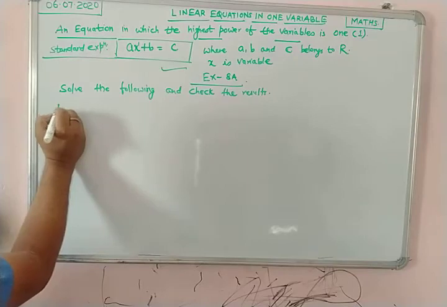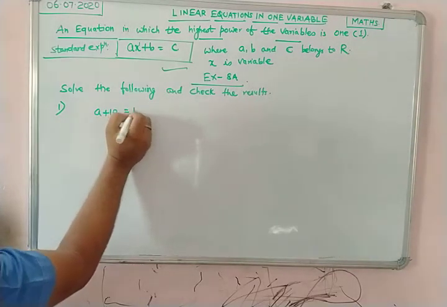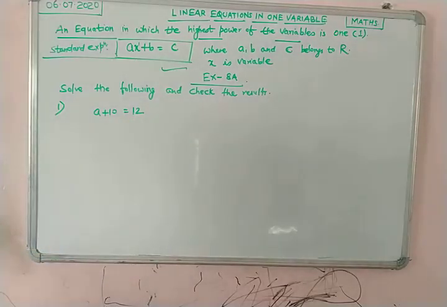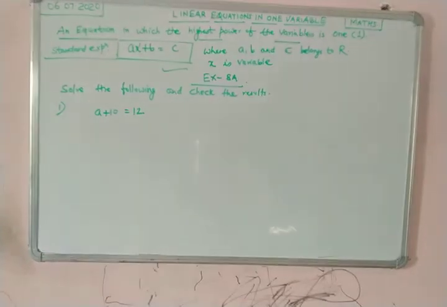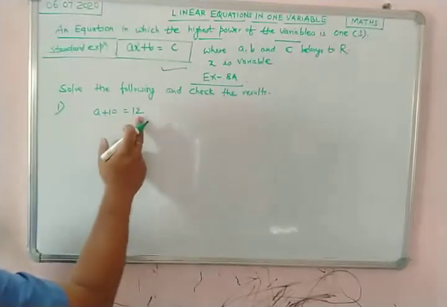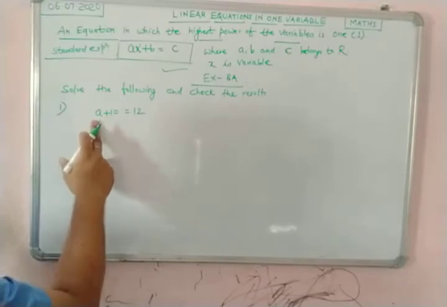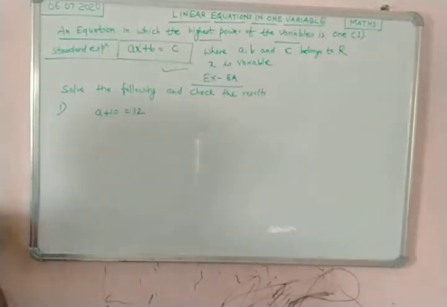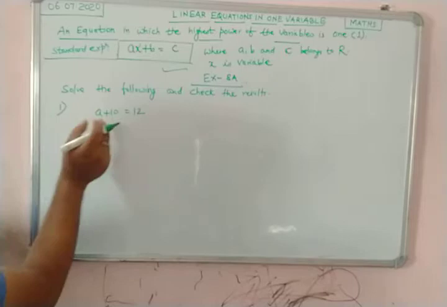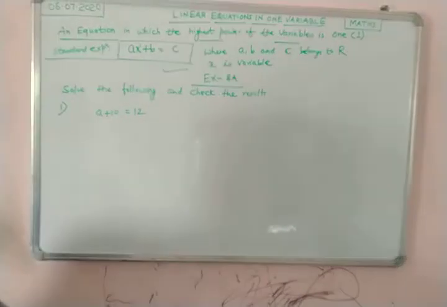Alright students, what is given in question number 1? A plus 10 equal to 12. Students, we can see here that 10 and 12 are real numbers and A is the variable. What is the relation of A with 10? We will say it is in the phase of addition.